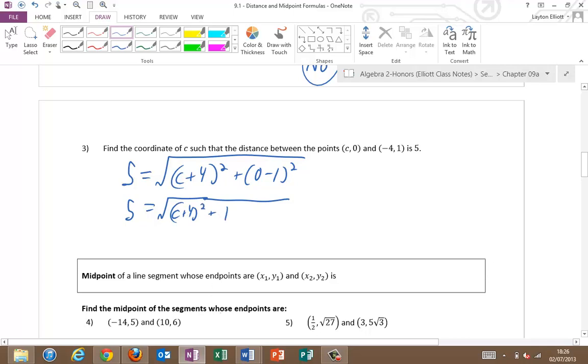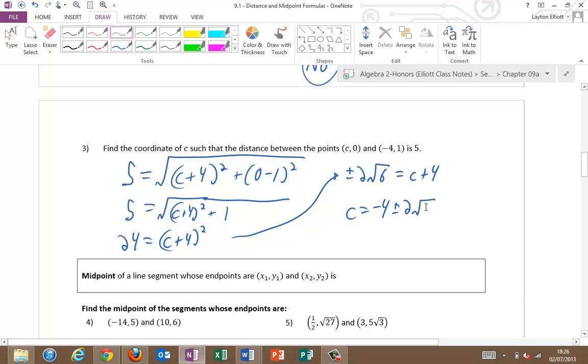Now if I square both sides, because I have a giant radical, and then subtract 1, I can get 24 is equal to c plus 4 squared. Take the plus or minus square root of both sides. I get plus or minus 2 radical 6 is equal to c plus 4. And then c is equal to negative 4 plus or minus 2 radical 6.